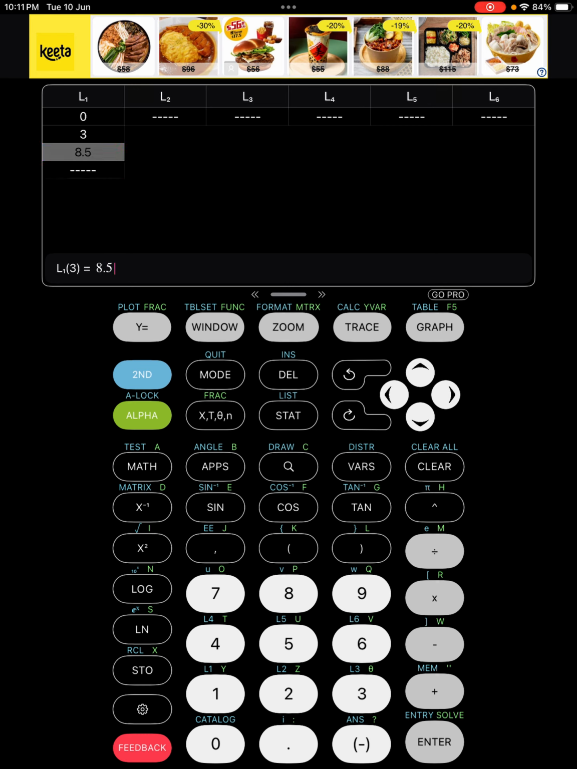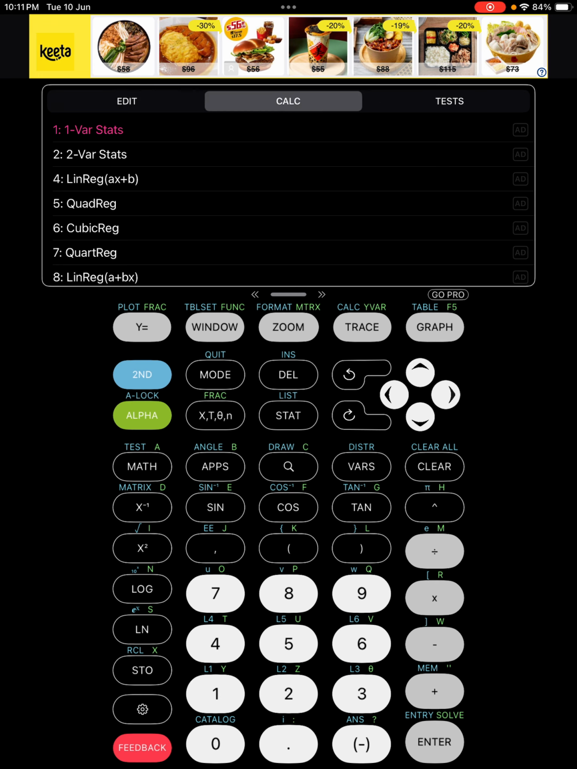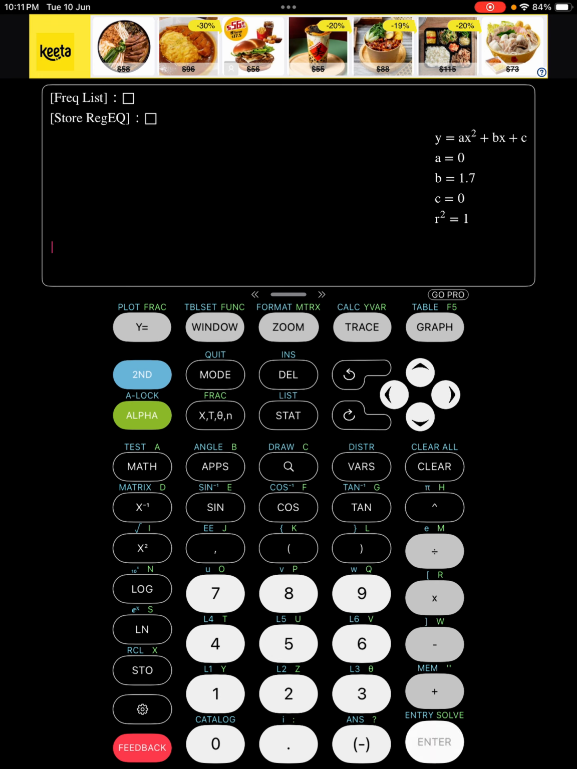Then for L2, I'm going to put 0. Then at 3, it will be 5.1. Then at 8.5, it's also 5.1 for the height of the dolphin. So I got my 3 points here. Then I'm going to go to stat, go to calc, choose 5, quadratic regression, press enter.